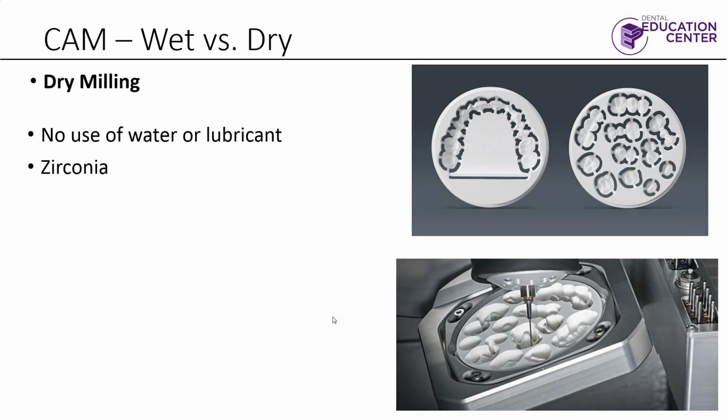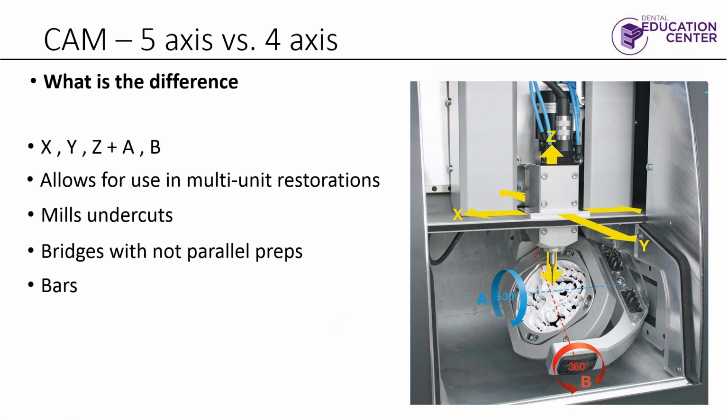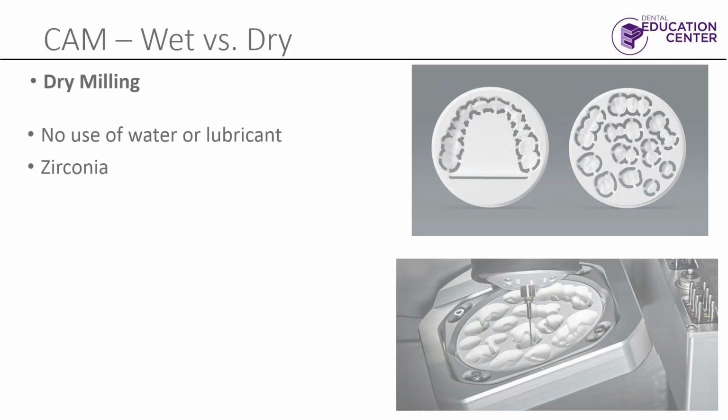5-axis versus 4-axis. XYZ, A and B. Why is that important? Why can't I just get a 4-axis versus a 5-axis? Well, 5-axis is going to give you a bigger ability to do more, especially with undercuts, bridges, and bars, longer span bridges, et cetera, et cetera. It gives you that flexibility. I mean, you can do 80% or so of everything with a 4-axis machine, but at the same time, you just might need that 5th axis, and when you do, it comes in handy.